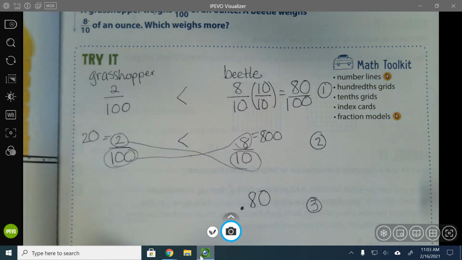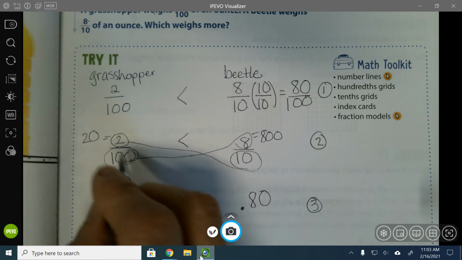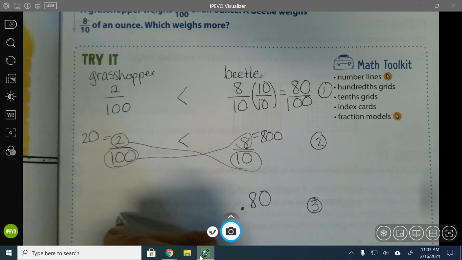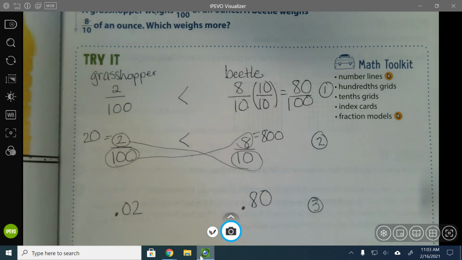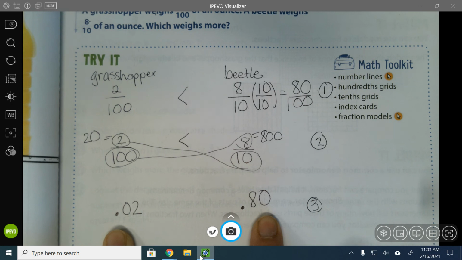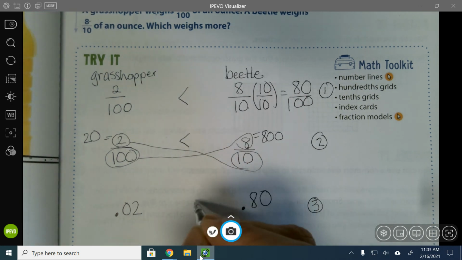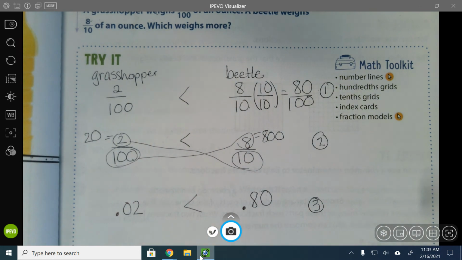Now over here, look at this. This is going to be 2/100. That's 2 pennies out of 100. So this is going to be written as 0.02. Look at that. So I'm changing this into decimals as well. So you can see that 80 cents is bigger than 2 pennies. So you see, again, this is bigger than that. Does that make sense?